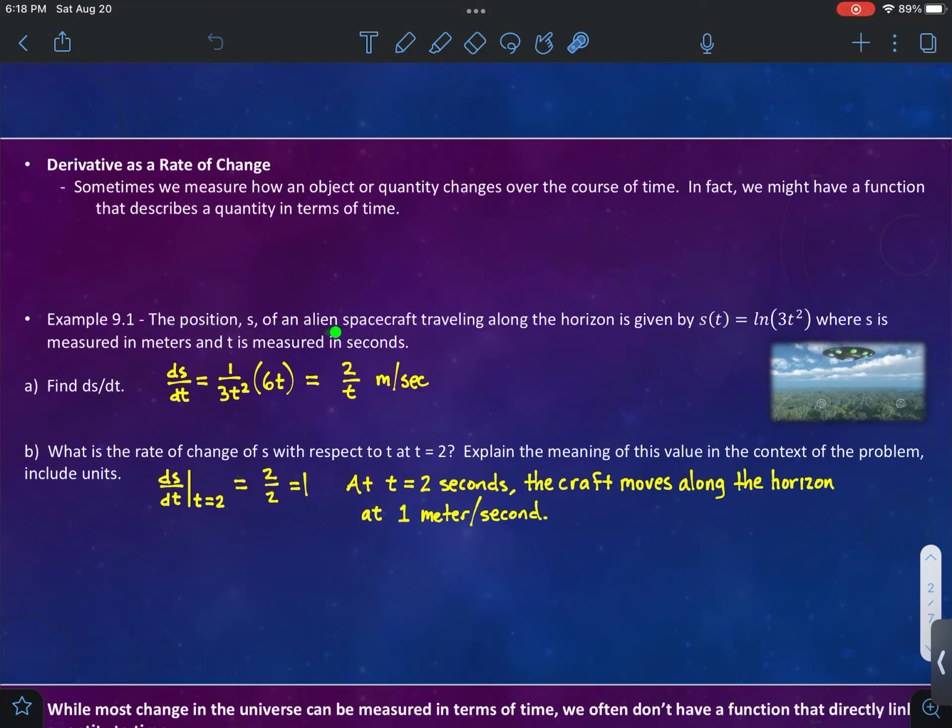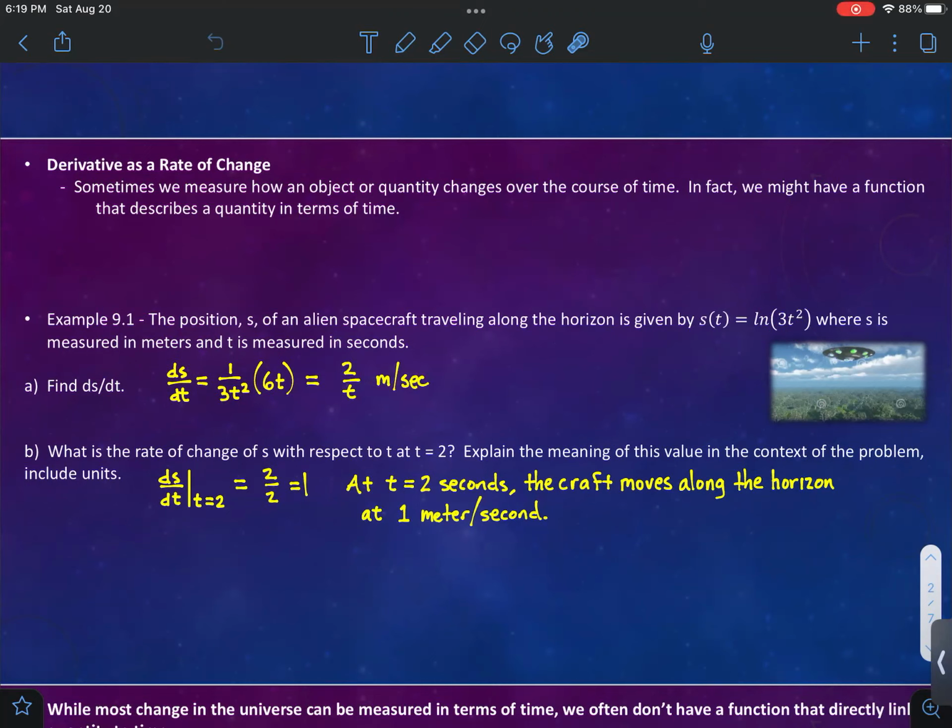The position of this alien spacecraft S is given by the S of t function. We want to find ds/dt. Since we already see t representing time in the function, this is pretty straightforward. It's the same type of derivative stuff we've been doing, except instead of y and x, we see s and then t. So we do have to stick with proper variables and notation. ds/dt simplifies after chain rule into 2 over t. Units would be meters per second.